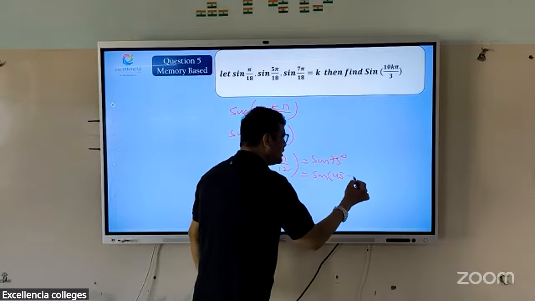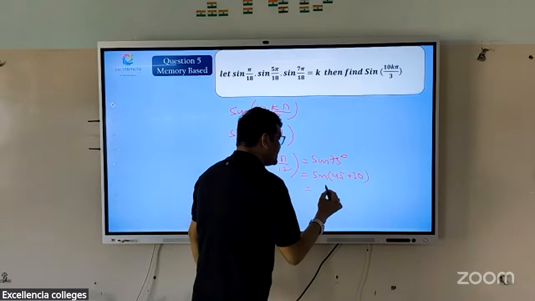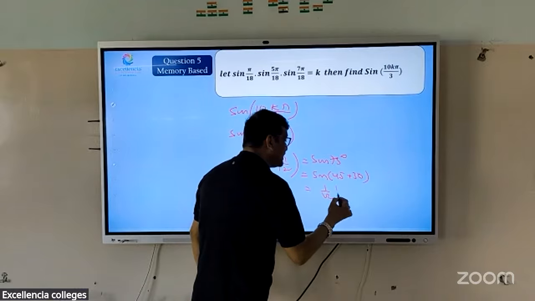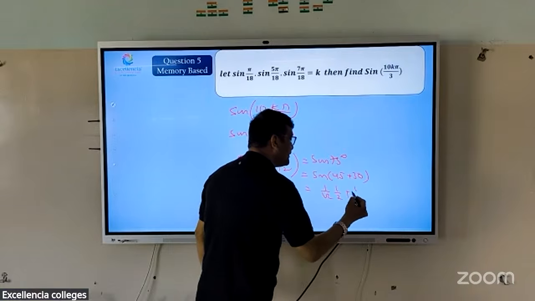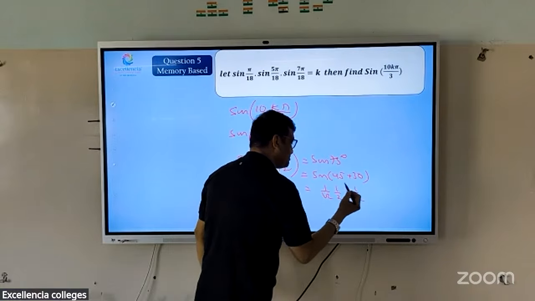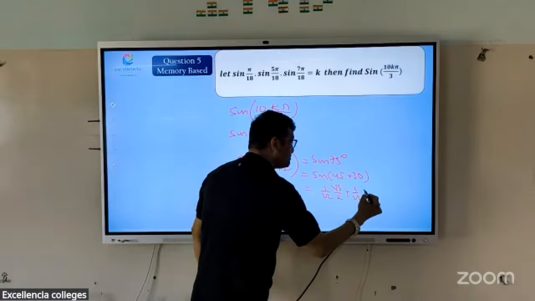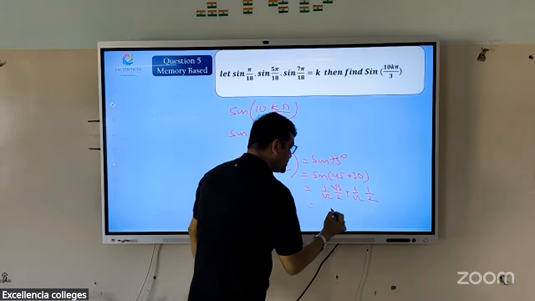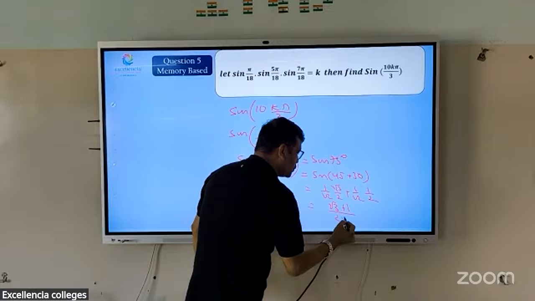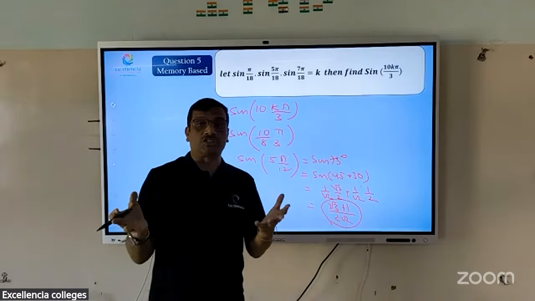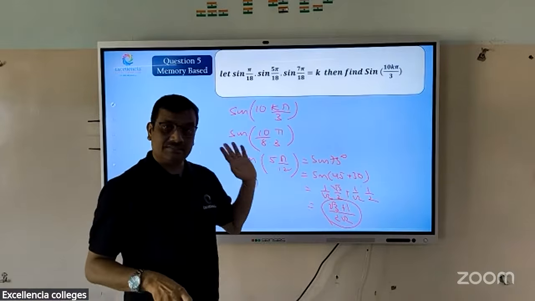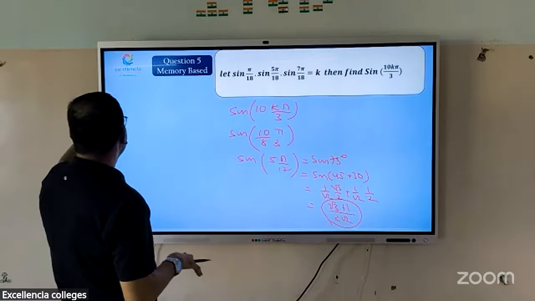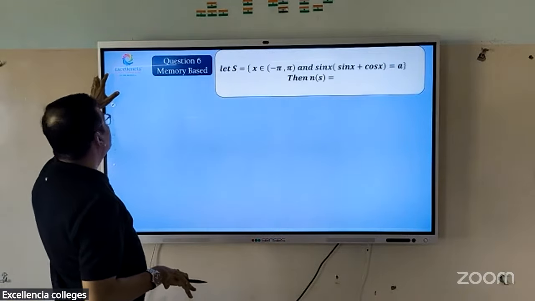You know the value still, right? Sin 45 cos 30 plus cos 45 sin 30. So it is root 3 plus 1 by 2 root 2. How the question was asked, I don't know, but this is right. That was question number 5 previously.